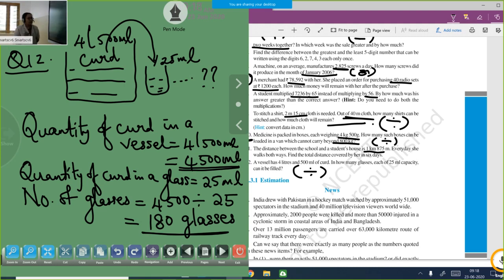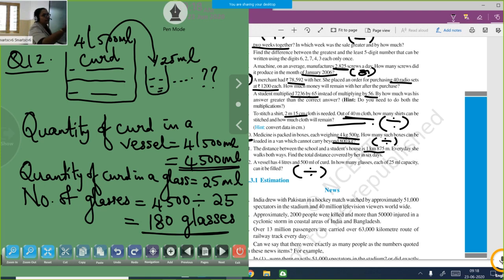One more time. Okay? The question is, a vessel has 4 liters and 500 ml of curd. Curd means yogurt, all of you know that. So 4 liters 500 milliliters of curd, we have to convert that into milliliters to make the calculation easier. You know 1 liter is 1000 milliliters, so 4 liters is 4000 milliliters. 4000 milliliters and 500 milliliters together form 4500 milliliters.